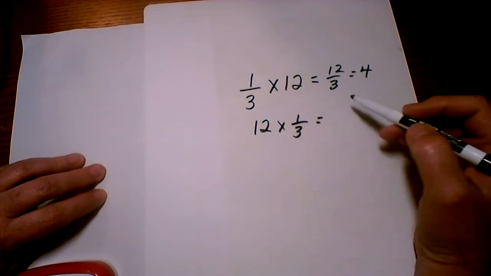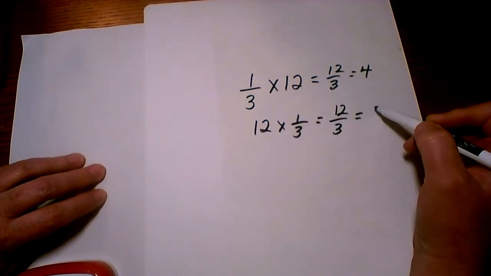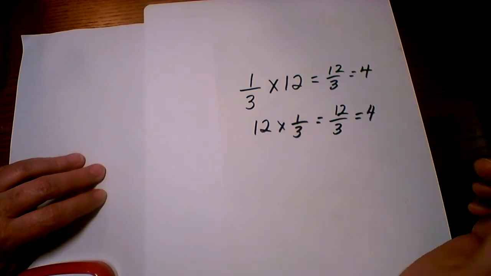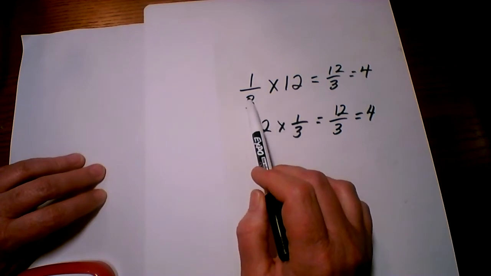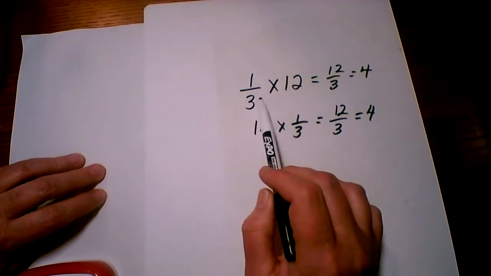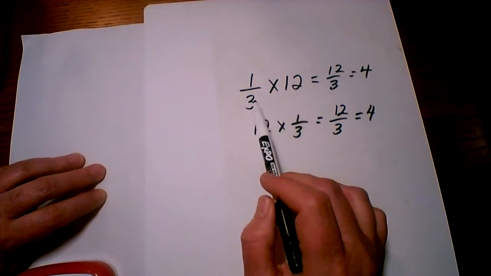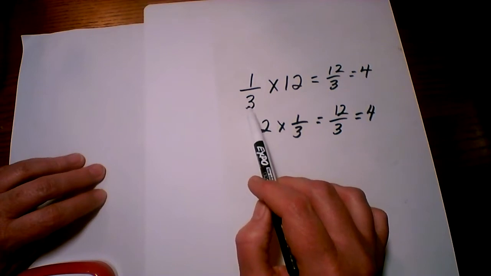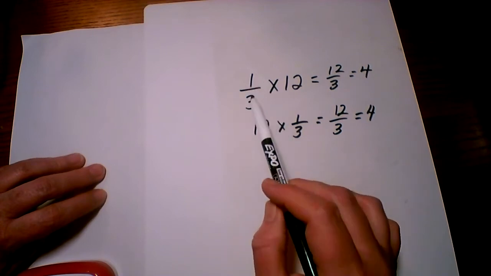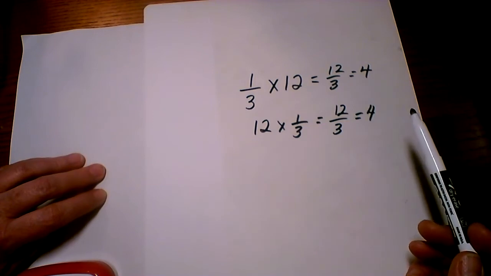Same thing here. 12 times 1 is 12 over 3. So 12 divided by 3 is 4. So we get the same answer, but we're looking at the problem differently. This is 1/3 pieces taken 12 times. So you could even put out your fraction pieces and ask your child, if you took 1/3 12 times, how many pieces would you have, right?